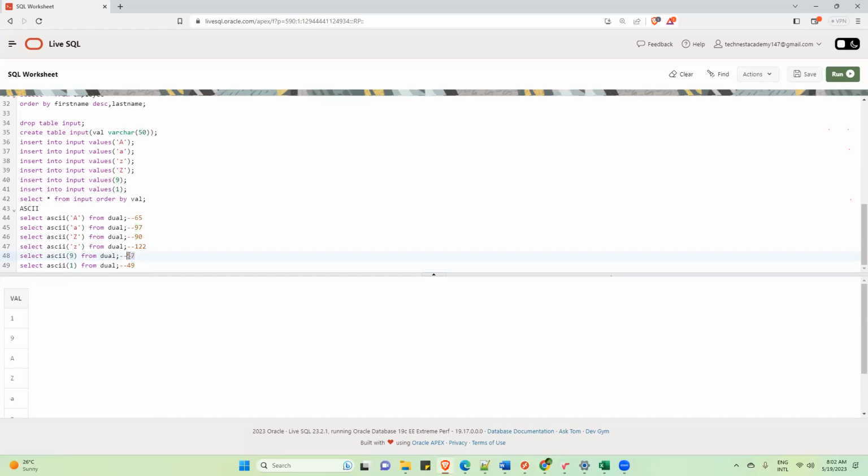After 57, which value? 65. 65 means uppercase A. You have uppercase A here. After 65, 90. 90 means uppercase Z. So you have uppercase Z here. After 90, 97, lowercase a. After 97, 122. 122 means lowercase z. I hope it is clear now. So the engine sorts the values based on the ASCII. Is this clear, guys?